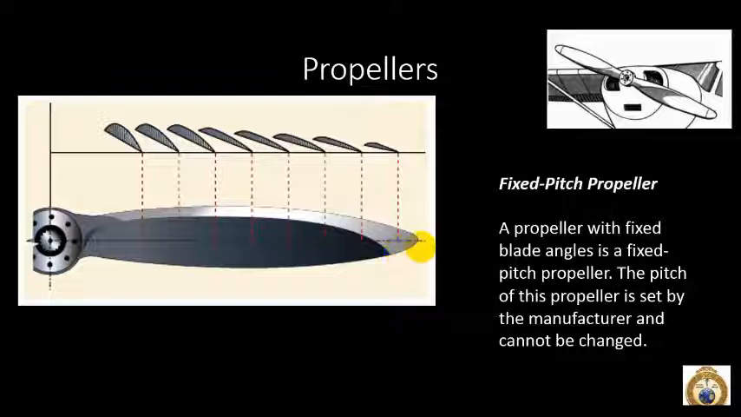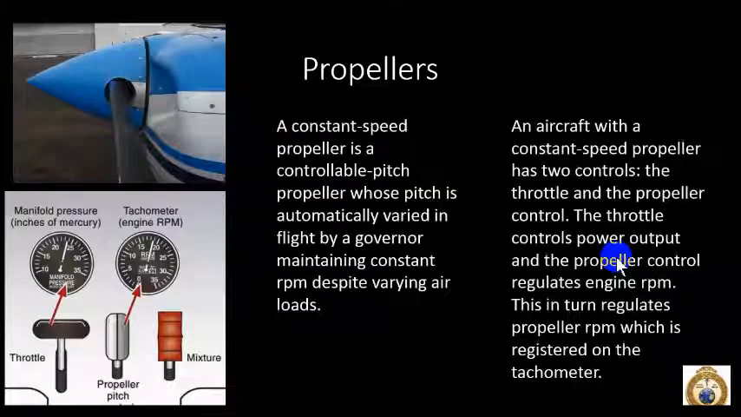We're going to talk about propellers. There's two different types. There's fixed pitch, as we talked about before in an earlier briefing, and we have a constant speed, and we'll go deeper into that. But right now, the constant speed propeller is a controllable pitch propeller, which means we can change the blade angle automatically when varied by a flight governor. The propeller pitch control controls the pitch, and the throttle controls the power output.